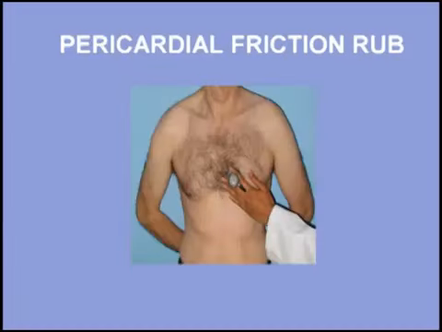Transient pericardial rubs occur in acute myocardial infarction, but they are usually localized to the area of inflamed myocardium. These rubs may last only a few hours.